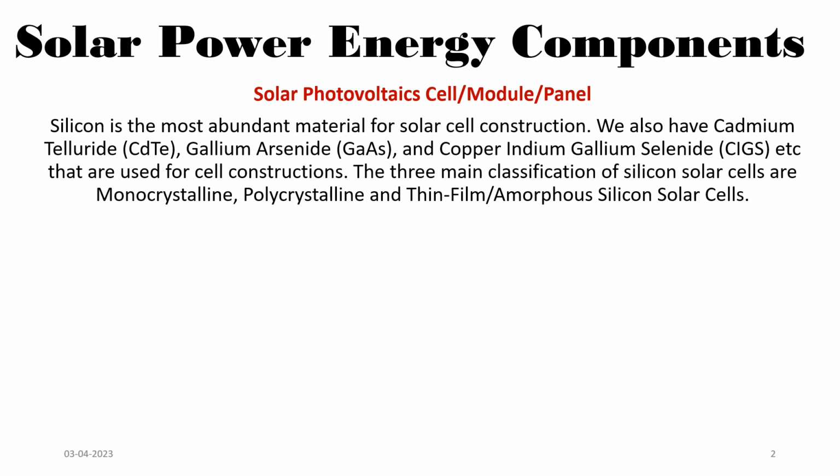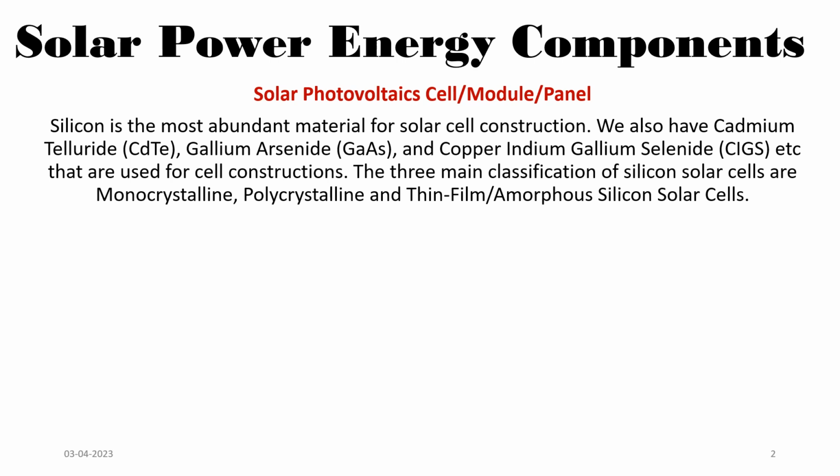Then we also have the different types of materials we use for these photovoltaic cells: cadmium telluride, that's a combination of two materials, gallium arsenide, and copper indium gallium selenide, etc. They are used for these cell constructions. And the three main classifications of silicon solar cells are monocrystalline, polycrystalline, and thin film or amorphous silicon solar cells. Those are the three major ones, of which we now have some newer types.